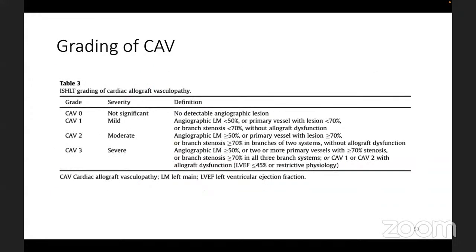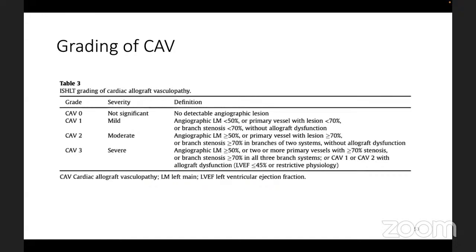So we have this table demonstrating the grades. Basically, what we look at depends on angiography and on left main involvement. CAV 0 is not significant. CAV 1 means there's mild disease with a left main lesion less than 50%, or a primary vessel with a lesion less than 70%, or branch stenosis less than 70% without allograft dysfunction.